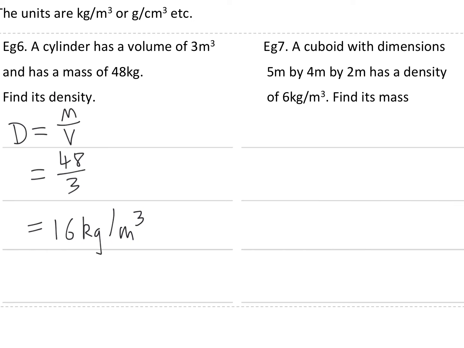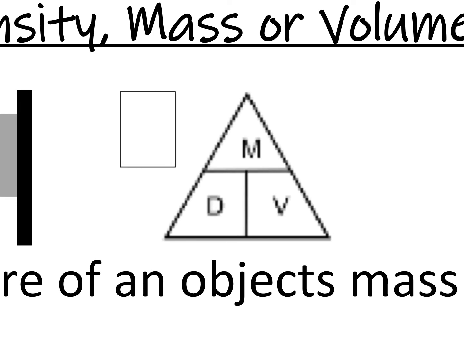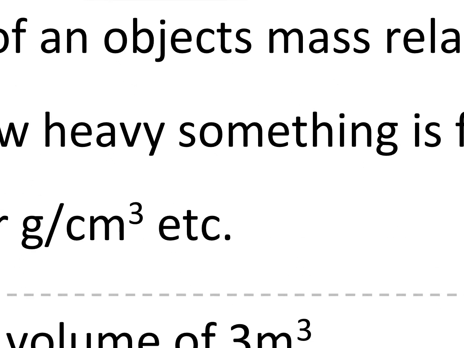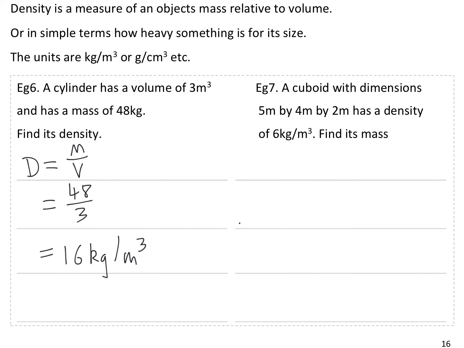Example 7. A cuboid with dimensions 5 meters by 4 meters by 2 meters has a density of 6 kilograms per meter cubed. Find its mass. If we go back to the triangle, if you want to find mass, you can cover up mass, and you can see that's D and V beside each other, which means multiply. So mass is density times volume. So we can write that formula. Mass is density times volume.